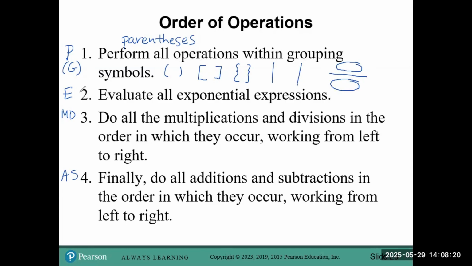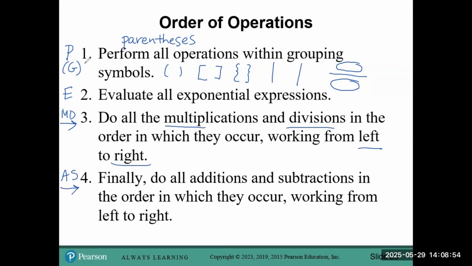After we've done all of the grouping symbols in our expression, then we look for exponentials, and that's what we do next. After we've done all the exponentials, we move to multiplication and division, so M and D. All the multiplications and all the divisions are done in the order they occur, working from the left to the right. I sometimes do that to remind me. And then the last step is additions and subtractions, and they're also done left to right.